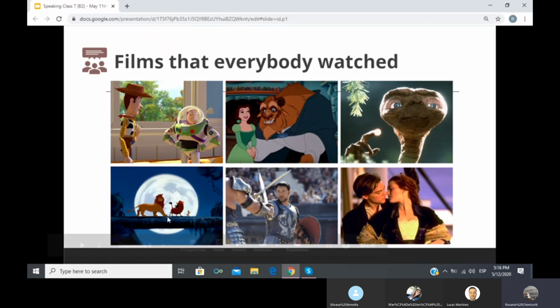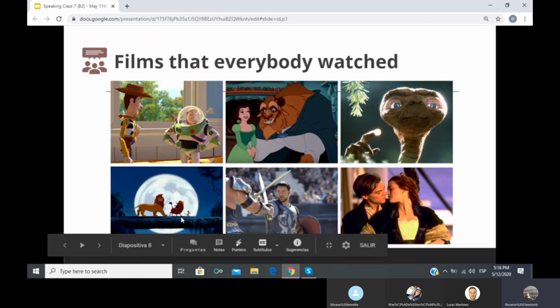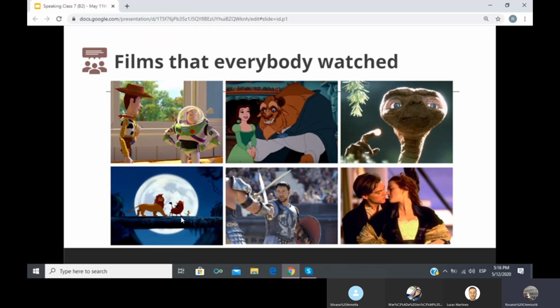Excellent. What about the Lion King? Who can retell? Okay, tell me about the plot, the main idea of the film. Who can do that? This plot? About the Lion King. Okay, Lucas, come on. The Lion King is a story based on the life in a jungle, the relationship between all the animals and how they fight for the throne. Yes, very good.